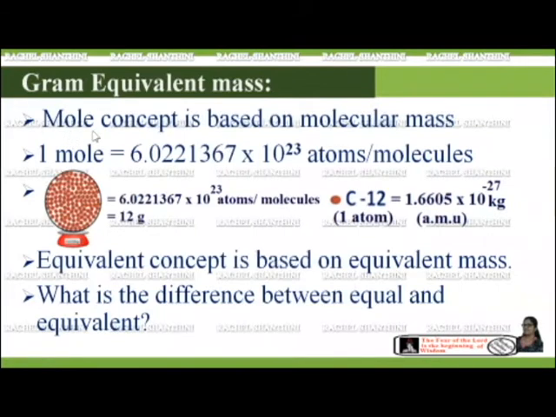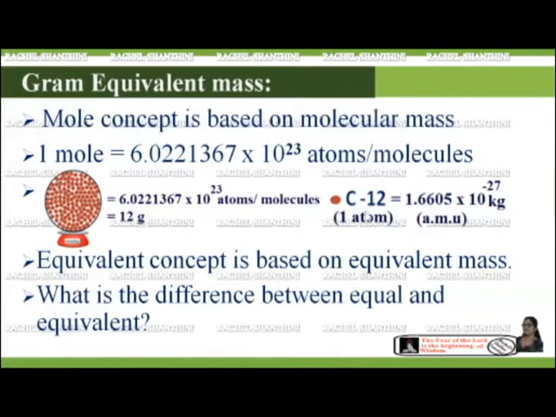Students, in the previous session, we discussed the mole concept, which is based on molecular mass. So we know that 1 mole equals 6.0221367 × 10^23 atoms or molecules, and this number is nothing but the Avogadro number. If we take carbon as an example, 1 mole of carbon contains 6.0221367 × 10^23 carbon atoms.